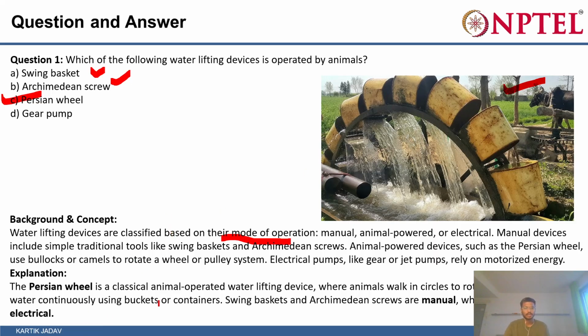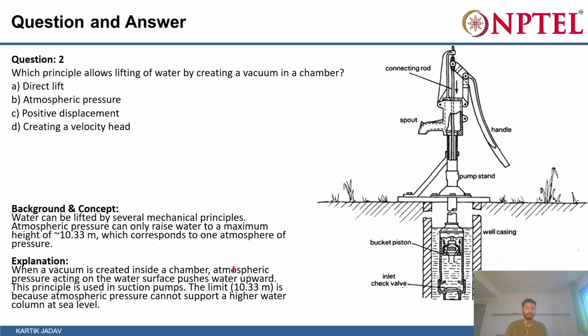So the Persian wheel is a classical example of an animal operated water lifting device, where animals walk in circles to rotate the wheel, lifting water continuously in buckets or containers. Correct answer is option C. And gear pump, we know that is a mechanical, electrically powered pump.